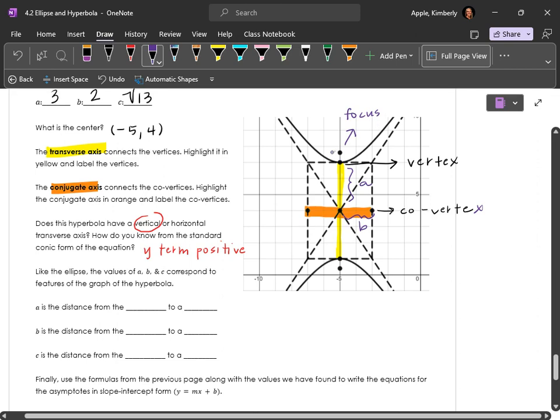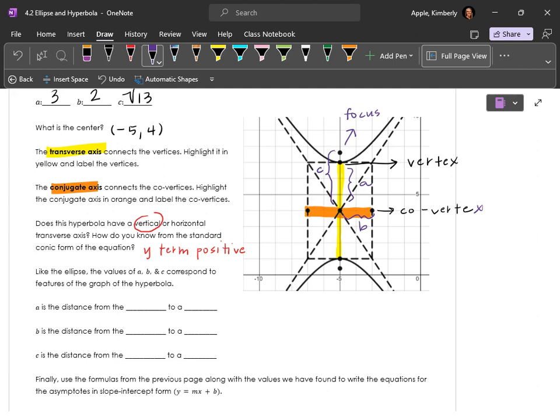The distance from the center to the focus is C. Exactly. So you conceptualize it in that way, as these distances between center, vertices, co-vertices, and foci. The A, B, and C pretty much do the same thing with both of those. So again, let's summarize.